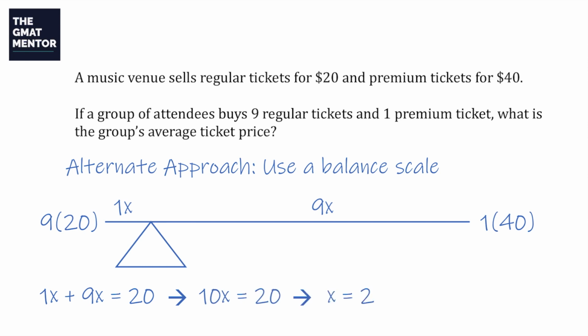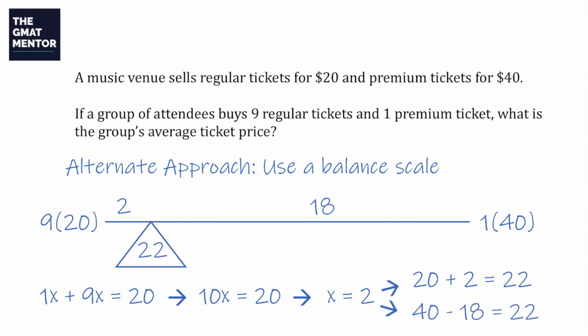If x equals 2, then 1x is just 2, and 9x is 18. Now we can find the balance point, calculating either from the left side, 20 plus 2, or the right side, 40 minus 18. The balance point is $22. This is the weighted average ticket price. It's remarkable that this works, but what just happened here?